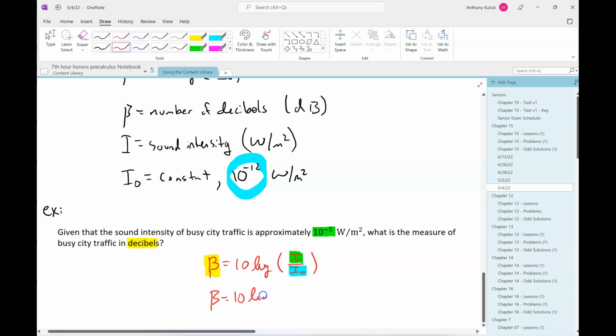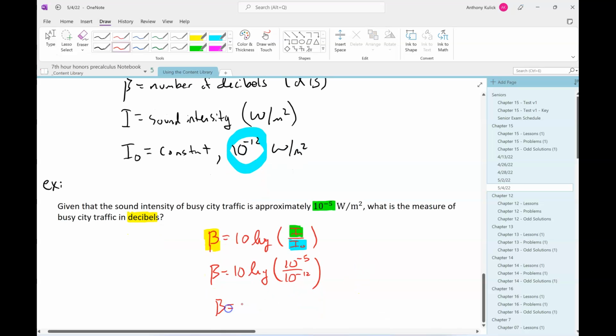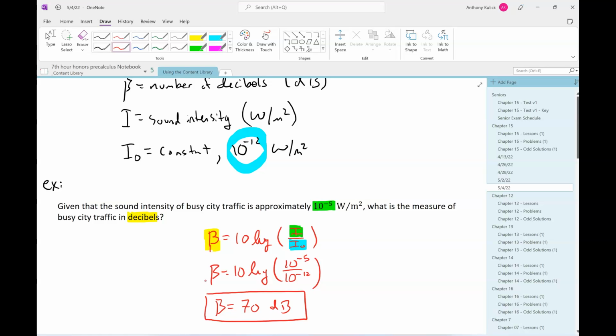Okay, so we just kind of plug some stuff in here. 10 to the negative fifth divided by 10 to the negative 12th is 10 to the 7th. Log of 10 to the 7th is 7. And then 10 times 7 is 70. Oh, yeah. Sorry, did I say negative? My apologies. Thank you. Positive 7.